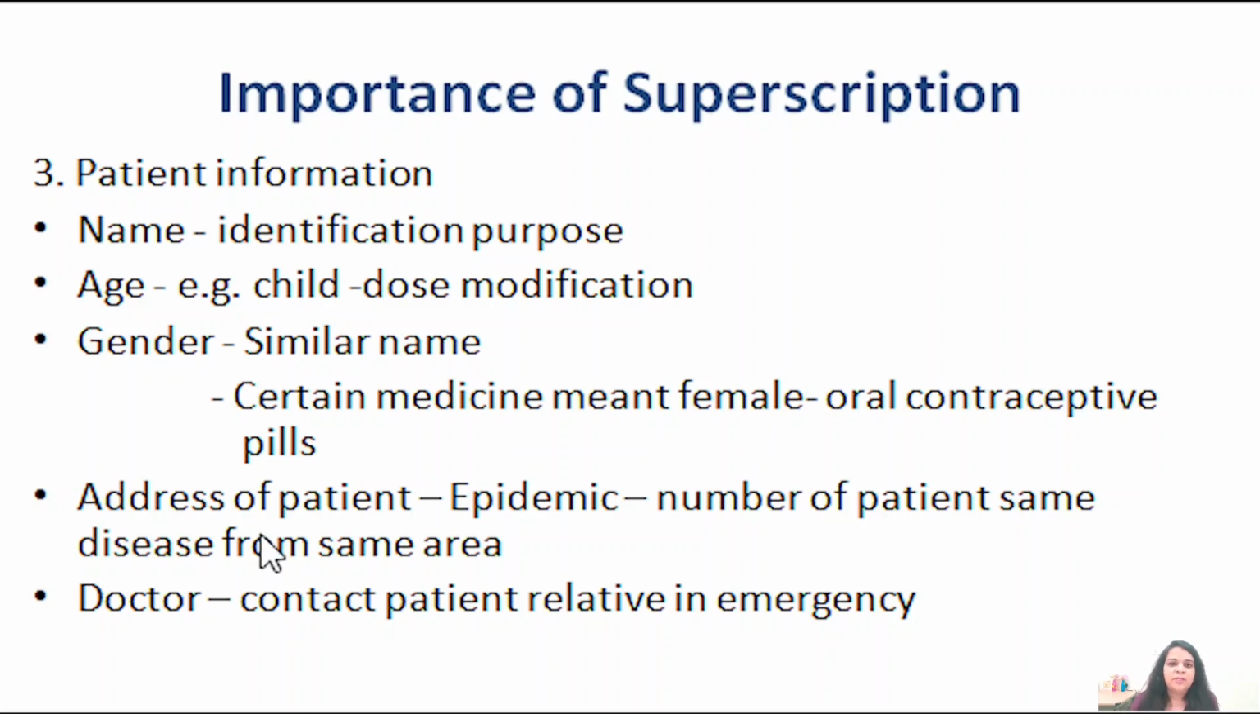Address of the patient is written in case of an epidemic. The number of patients with the same disease from the same area may come to you, and in that case you can trace the patient from the address of the patient if the patient does not come to the doctor for the follow up. So sometimes the phone number of the patient is also mentioned in the prescription so that the doctor can contact the patient's relative in case of emergency situations.